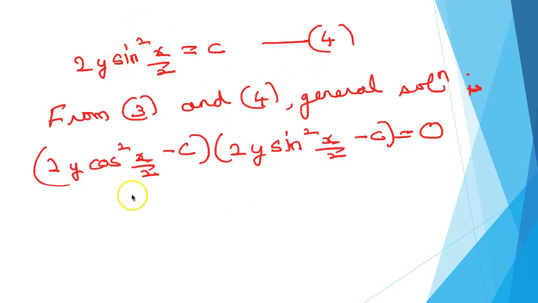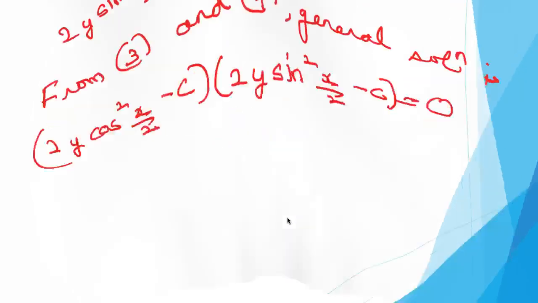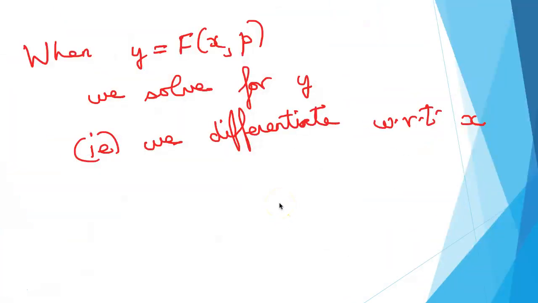And now what do we do? We take the product of the two to obtain the general solution. So your general solution is (2y - c cos²(x/2))(2y - c sin²(x/2)) = 0. Now what happens when we cannot factorize it? That is, y is a function of x and p. We solve for y, or we differentiate with respect to x.